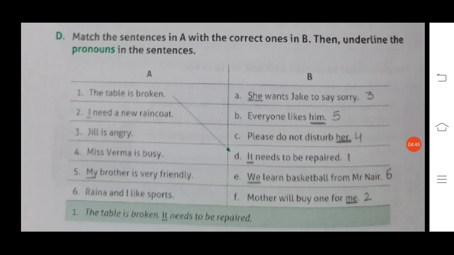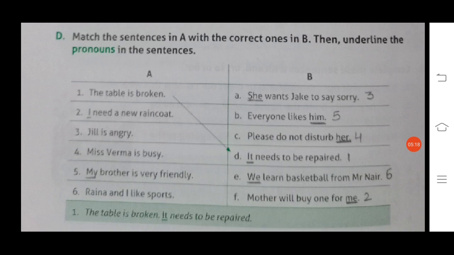Now comes exercise D. Match the sentences in column A with the correct ones in B. Then underline the pronouns in the sentences. Number 1, the table is broken. It will be matched with the D option. Okay, the table is broken. It needs to be repaired. And the pronoun is it. We will underline. Number 2, I need a new raincoat. Answer, mother will buy one for me. And me is the pronoun.